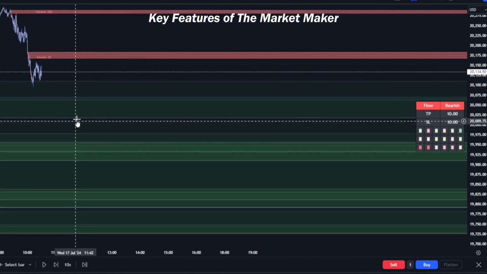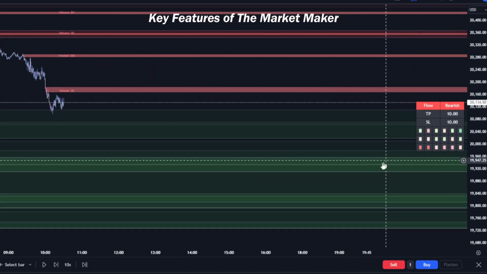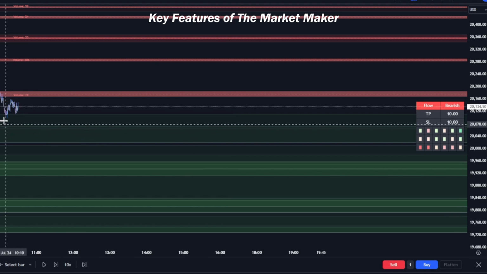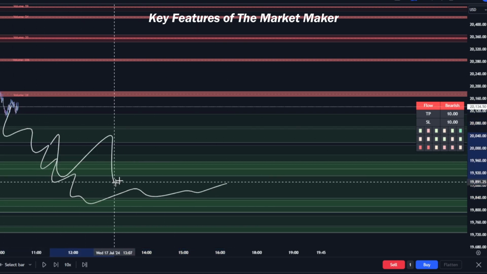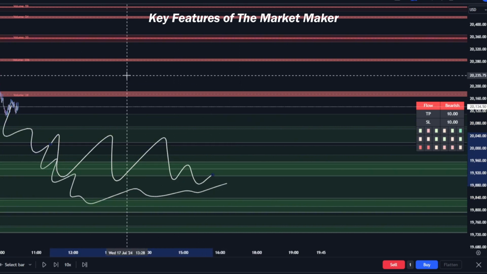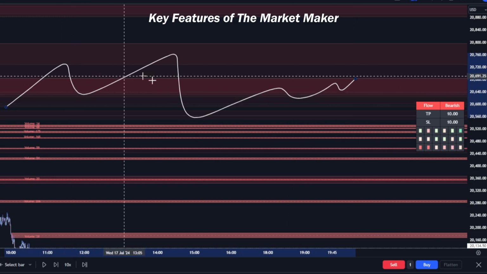For me, like I said, I use these areas to more so caution myself to know that I shouldn't be taking shorts here. If I am taking a position in this area, it'll be longs. Vice versa for shorts. I know that I'm not taking longs in this area. I'm only taking shorts in this area.